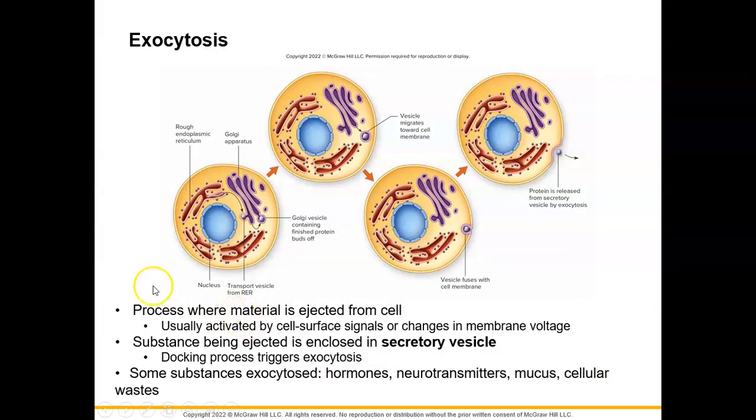Exocytosis is a process where material is ejected from the cell. It's usually activated by cell surface signals or changes in membrane voltage. The substance being ejected is enclosed in a secretory vesicle. The docking process triggers exocytosis. Some substances that are exocytosed include hormones, neurotransmitters, mucus, and cellular waste. With exocytosis, the vesicle merges with the cell membrane and expels the contents to the outside of the cell.